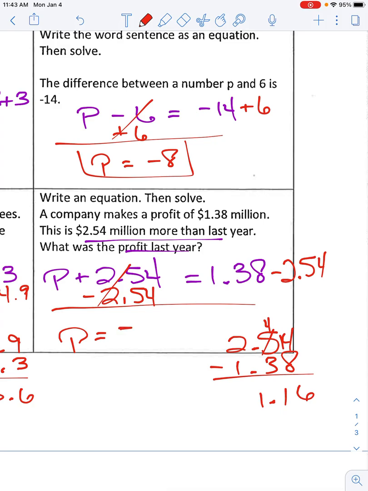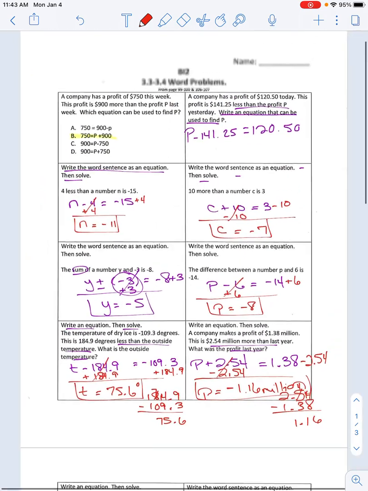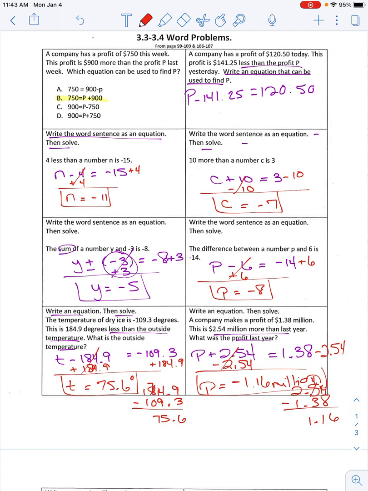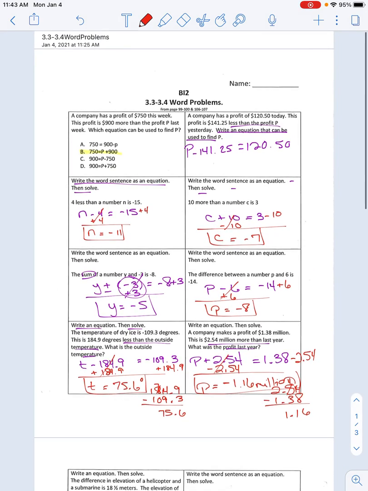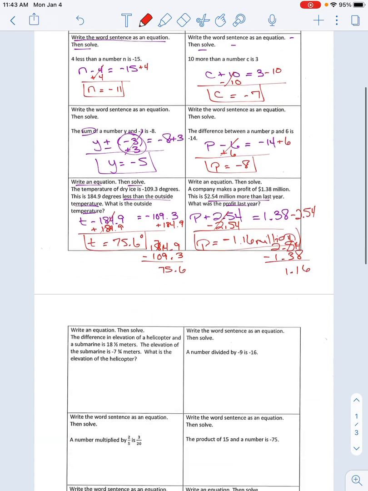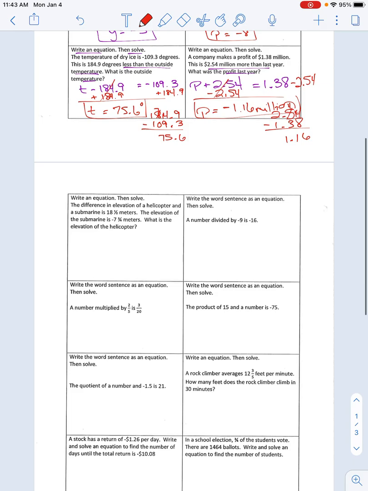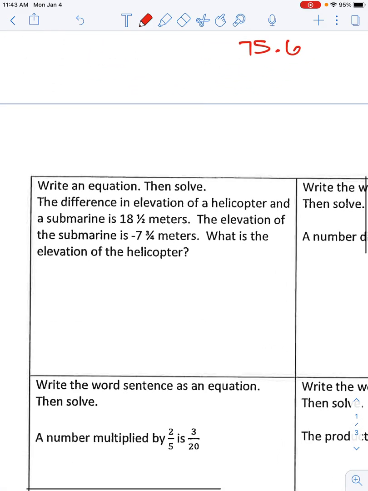And again, it's going to be negative. There's more negatives. So profit last year was negative 1.16 million. Okay. On the flip side, if you haven't done any of these on your own yet, I would suggest maybe trying the back side and then unpausing to see if you're getting some of these correct.